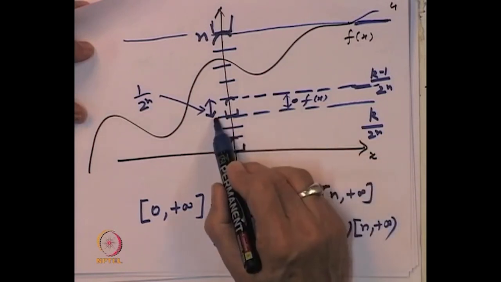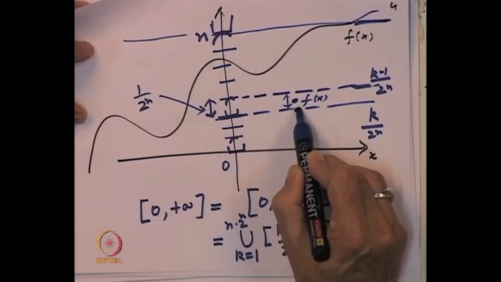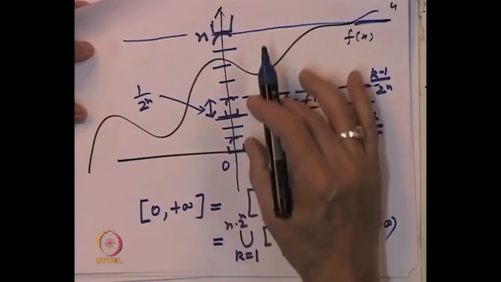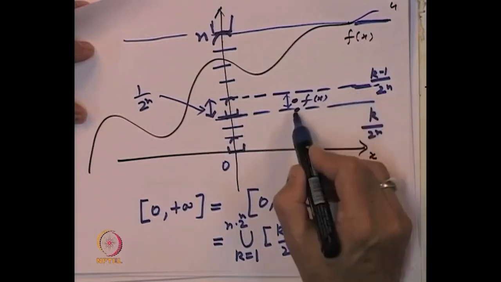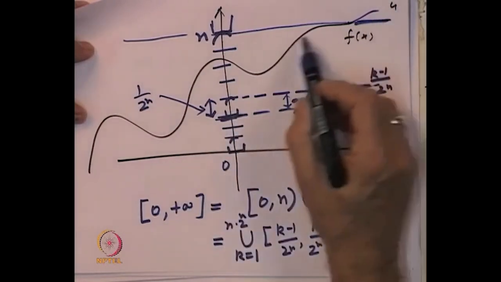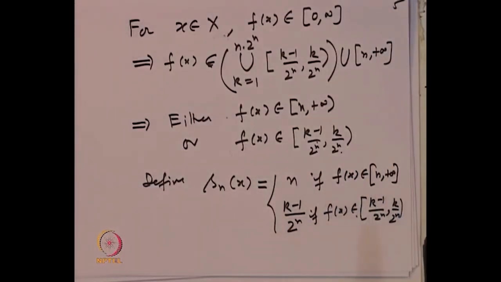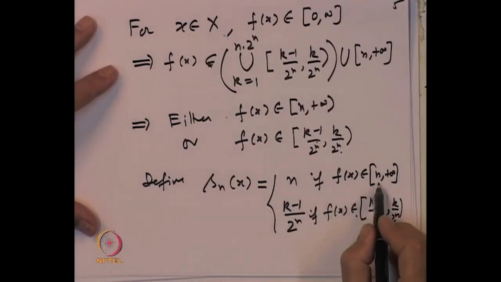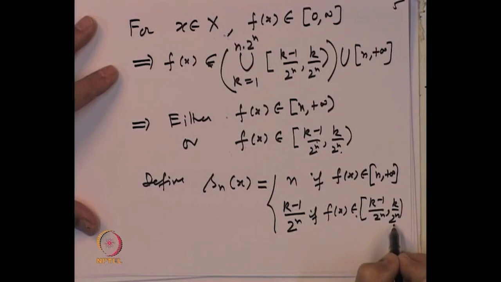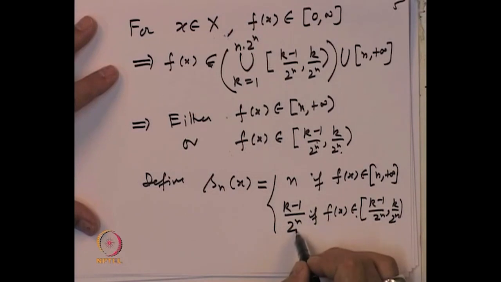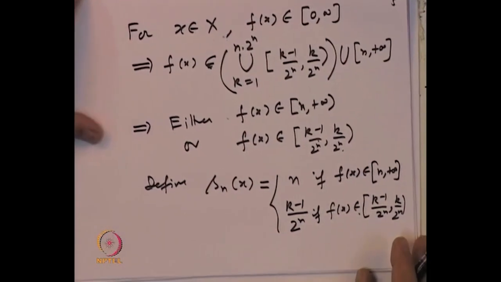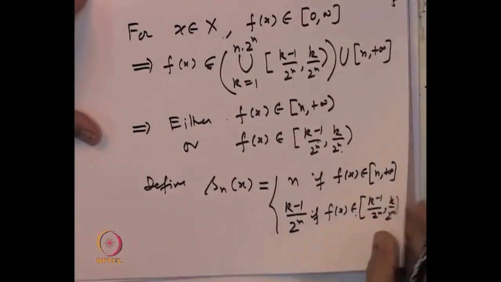So, I will define my S n to be the lower value. So, this is going to be my S n. As soon as the function is inside this strip, wherever the function is inside the strip, the value is this lower value. If it crosses n, then that is the constant value n. So, the function S n of x is defined to be equal to this. S n of x is n if f of x is bigger than or equal to n, and if it is strictly less than n, then it will belong to one of those small pieces, and that is defined as the lower value of that interval as the value of the function S n of x.